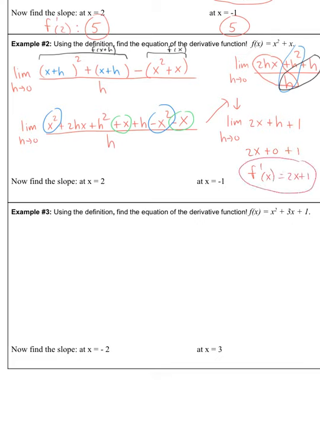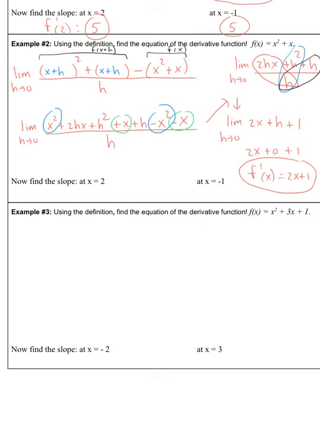All right? Look at this. My original function was an x squared. My derivative function is an x to the first. And that's a key relationship. Every time you take a derivative, the degree goes down by 1. So the derivative of a quadratic, x squared, will be a line, x to the first.